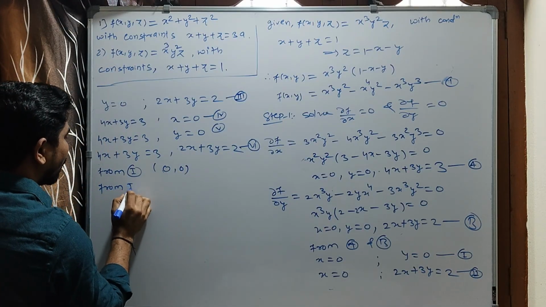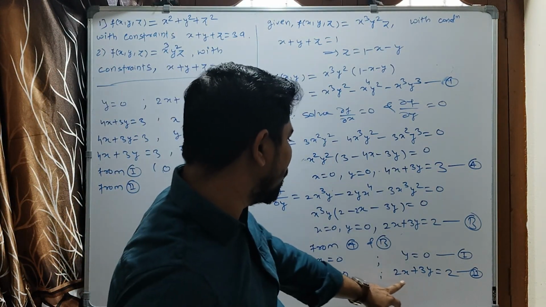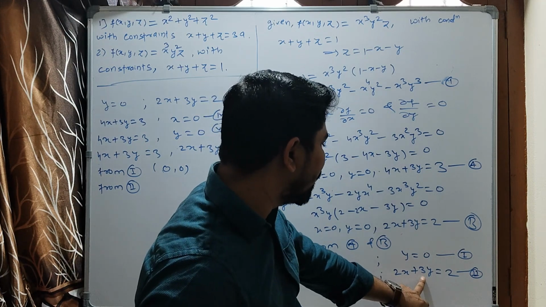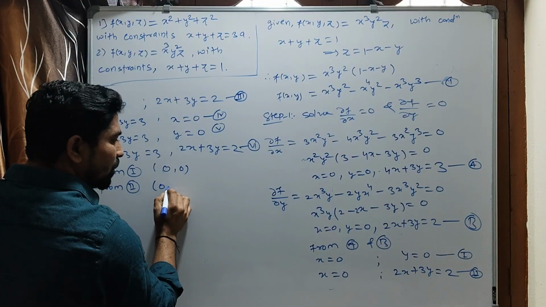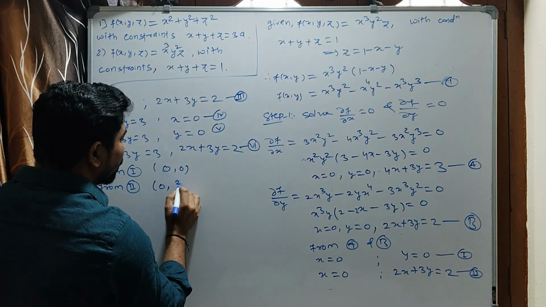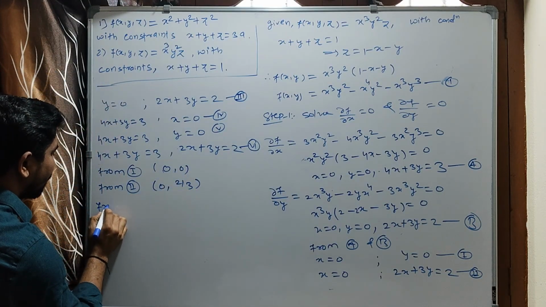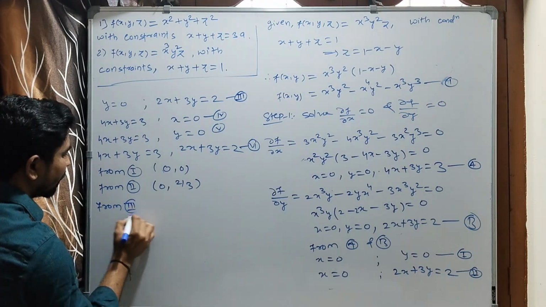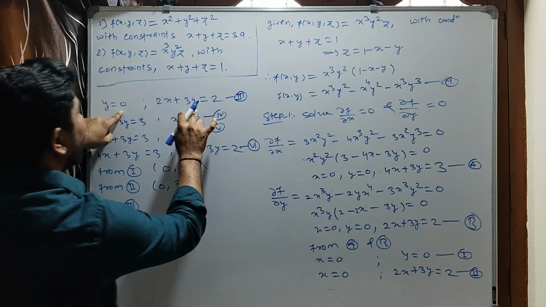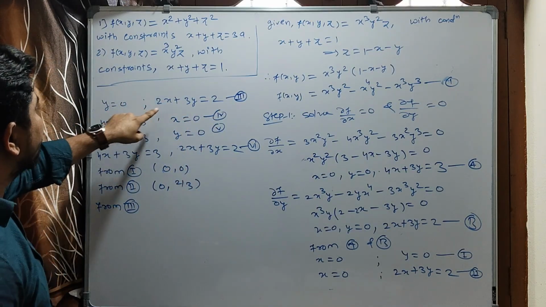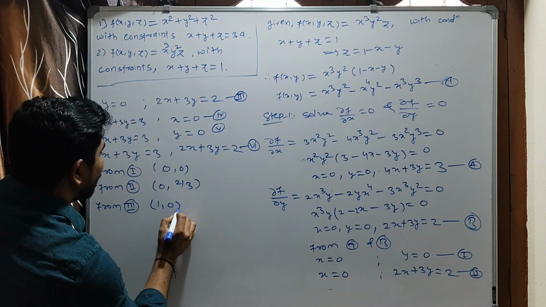From Roman 2, when x equal to 0, if I put x equal to 0 here, 3y equal to 2, therefore y equal to 2 by 3. So x equal to 0, y equal to 2 by 3 is one pair. From Roman 3, put y equal to 0, 2x equal to 2, x equal to 1. Therefore x equal to 1, y equal to 0.